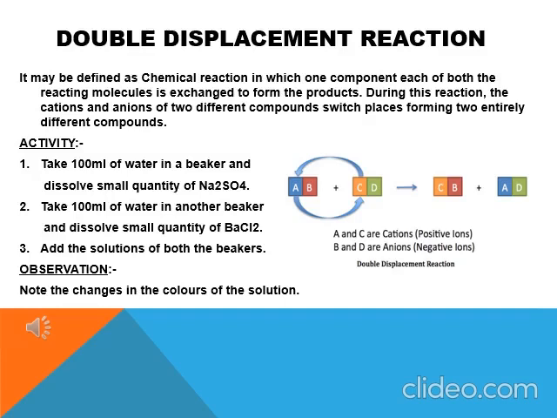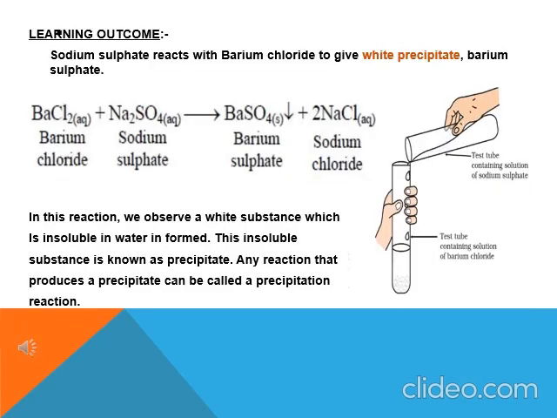We will see changes in the colors of the solutions. Firstly, both the solutions are transparent in color. After that, when the reaction has taken place, the color of the solution changes. Then what will we learn from this reaction? That sodium sulphate reacts with barium chloride to give a white precipitate of barium sulphate. When we mix both these test tube solutions, we will see some white precipitate form, which is barium sulphate, meaning the solution will turn white in color.